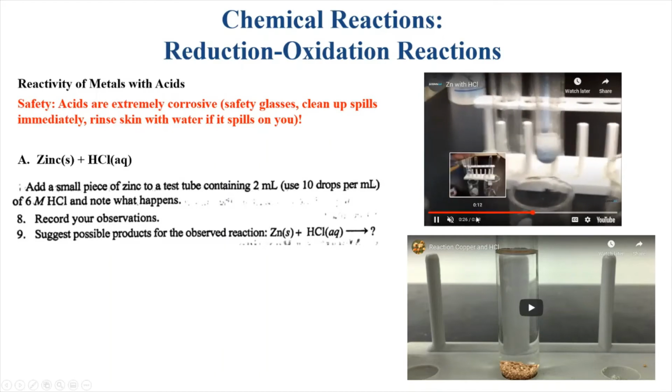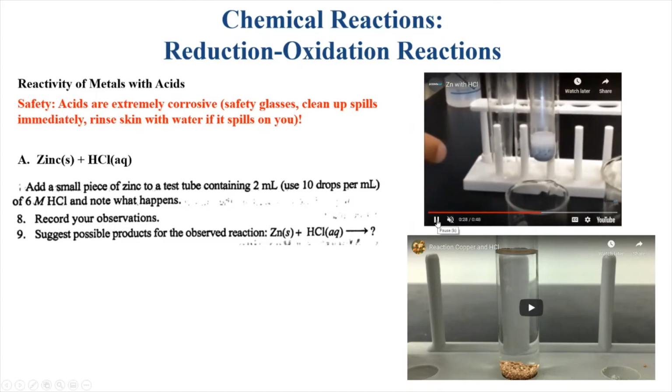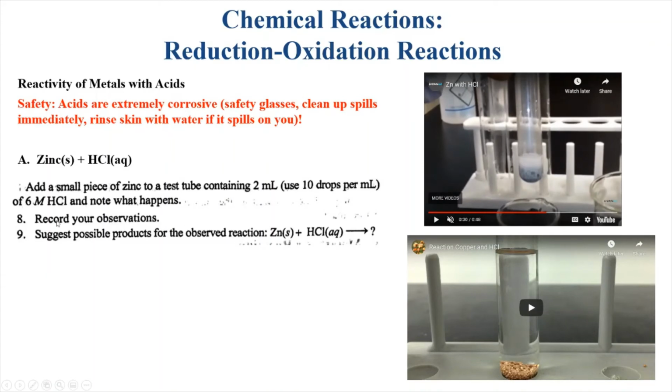And that will continue to happen until the acid is totally consumed or the zinc is totally consumed. So I want you to record your observations on line 8 and then suggest some possible products for the observed reaction. So the gas that you produced is colorless and odorless. Think about what gases could be produced.